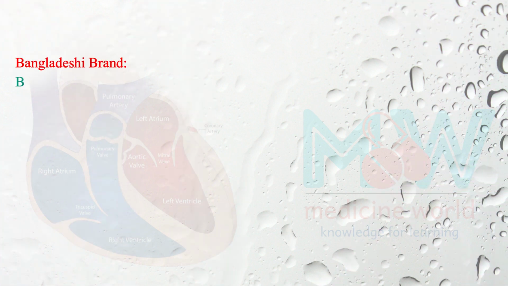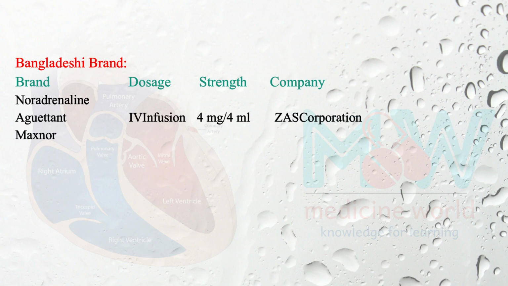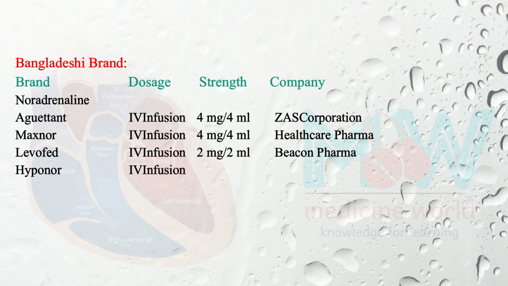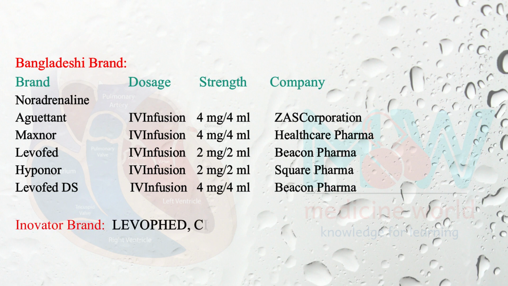Bangladeshi brands, dosage strength, company: Noradrenaline, Actant IV infusion 4 mg/4 ml, ZAS Corporation. Naxner IV infusion 4 mg/4 ml, Healthcare Pharma. Levoft IV infusion 2 mg/2 ml, Beacon Pharma. Hyponor IV infusion 2 mg/2 ml, Square Pharma. Levoft DS IV infusion 4 mg/4 ml, Beacon Pharma. Innovator brand: Levophed, Ciba Pharmaceuticals, USA.